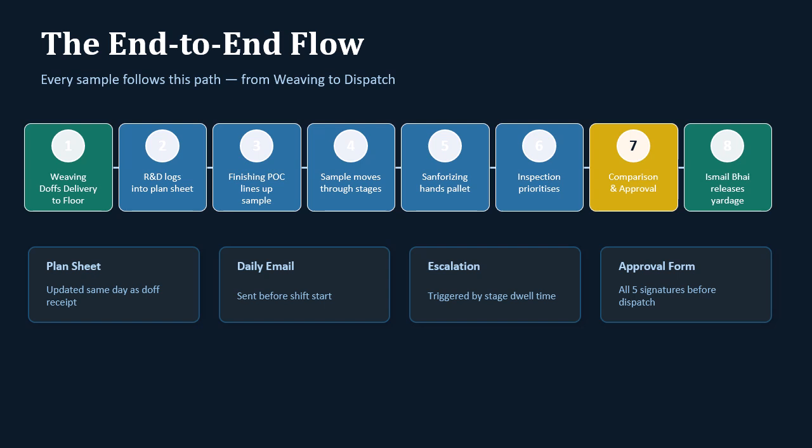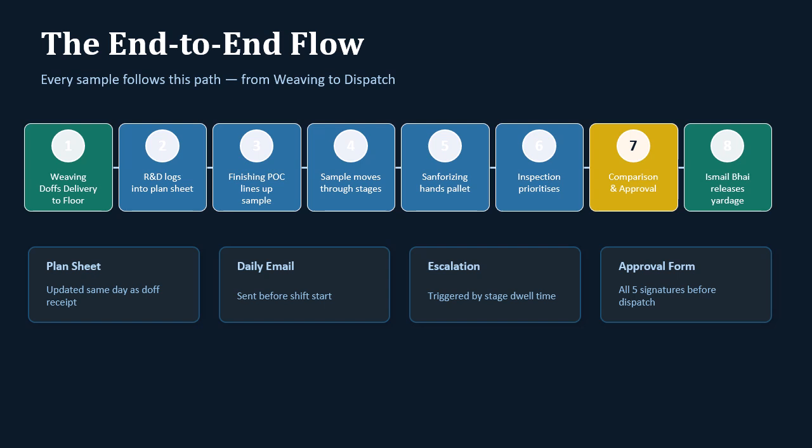Step 5. Once through finishing, the pallet is handed over from sanforizing to the R&D coordinator. Step 6. The R&D coordinator hands the pallet sheet to inspection, who prioritizes based on urgency. Step 7. For replenishments, a comparison wash blanket is prepared and reviewed by dyeing, finishing, and weaving before an approval form is signed. Step 8. Only after the signed approval form reaches Ismail Bai does he release or hold the yardage.